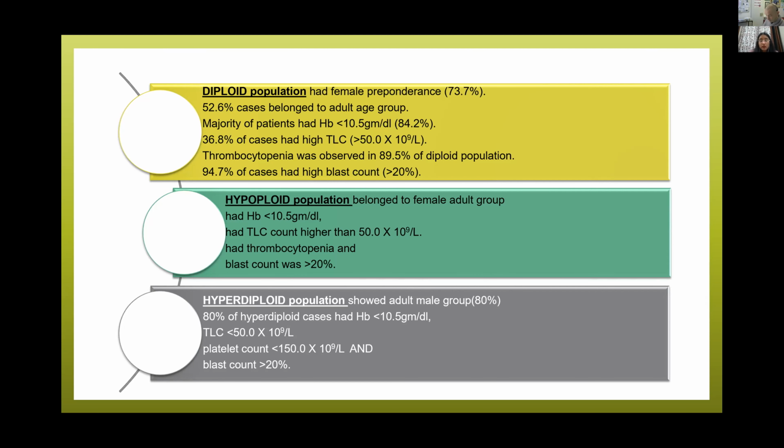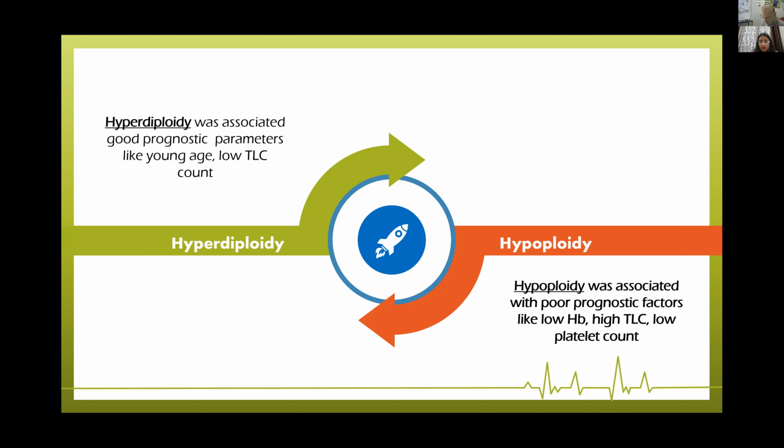Hyperdiploid population, on the other hand, showed adult male group, and 80% of these cases had hemoglobin less than 10.5, total leukocyte count was less than 50,000, which is a good prognostic factor. Platelet count was less than 1.5 lakh, and blast count were more than 20%. So in the whole, what I concluded was that hyperdiploidy in my study was associated with some good prognostic factors such as young age and low total leukocyte count. And hypoploidy was associated with poor prognostic factors like low hemoglobin, high total leukocyte count, and low platelet count.